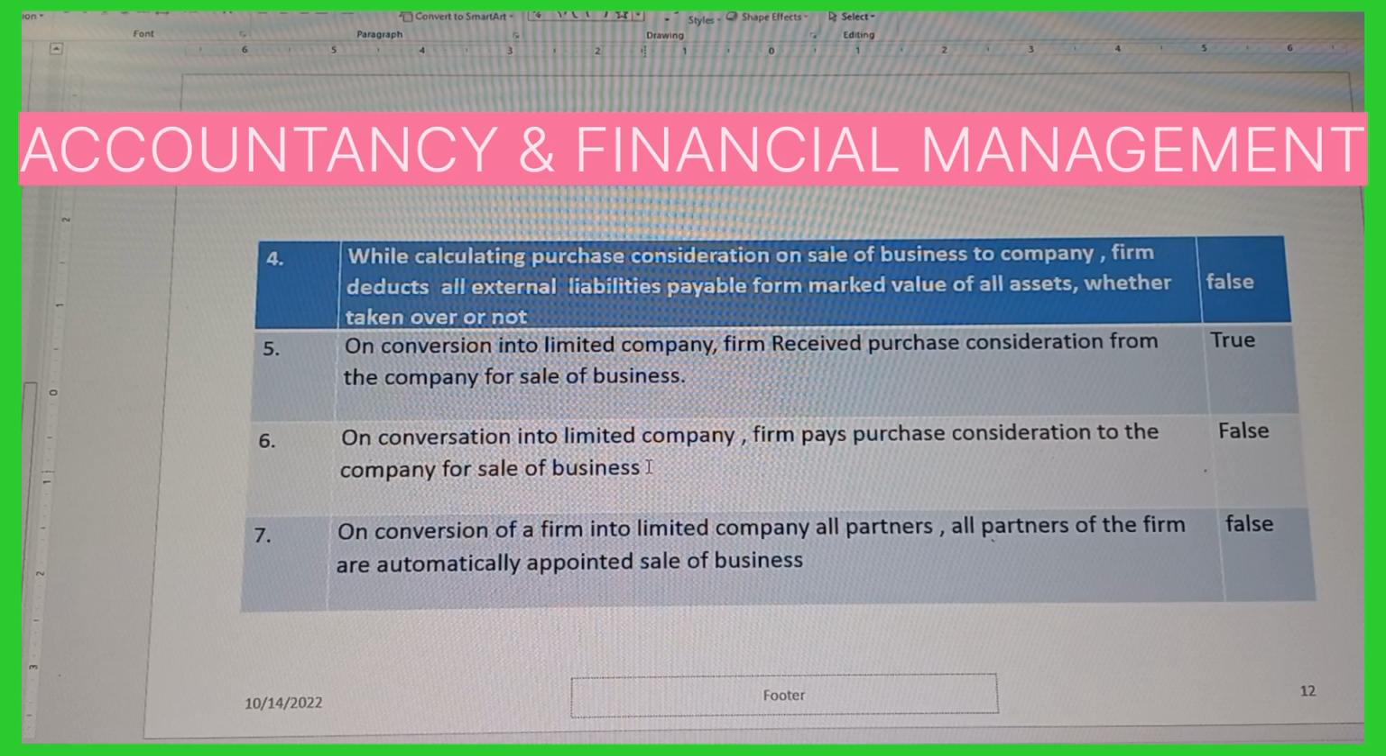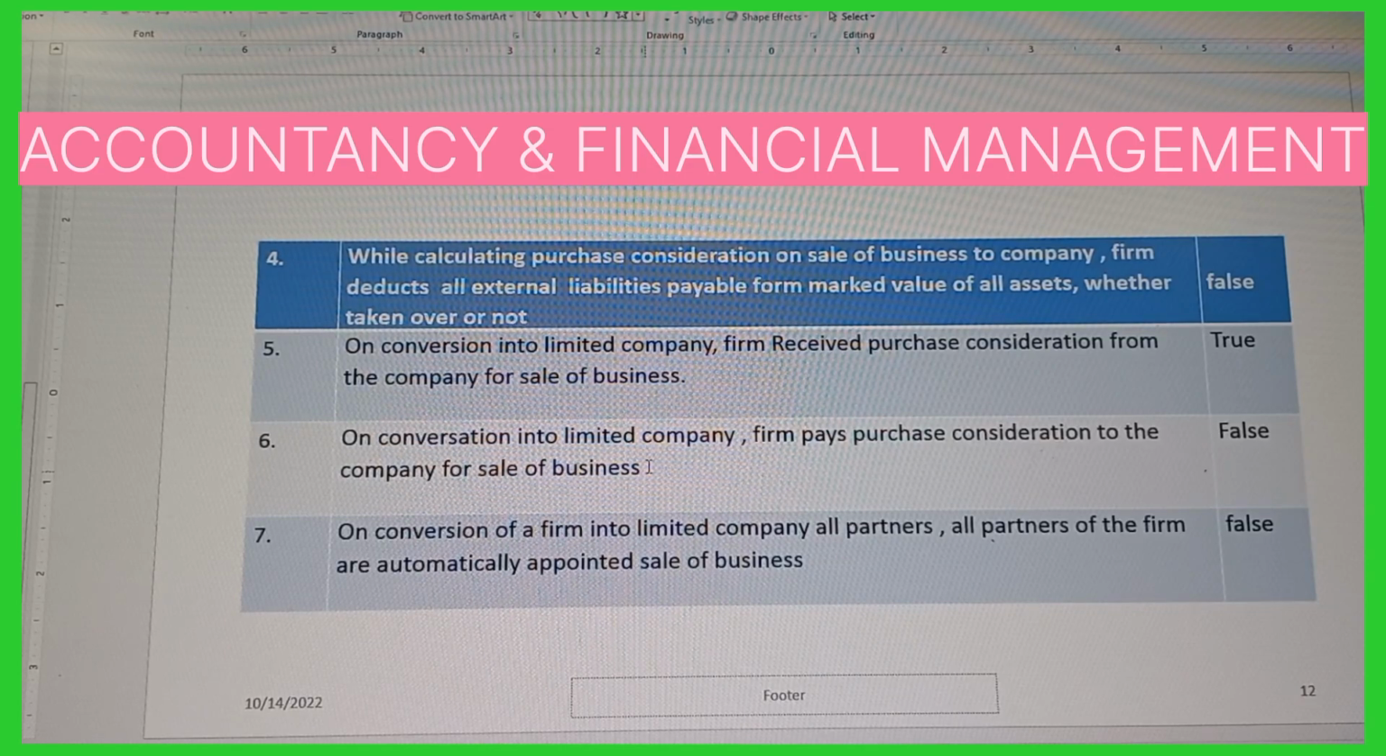After that, conversion into limited company, firm receives purchase consideration from the company for sale of business. Yes, answer is true, because the new company takes over the old company, that is the firm. So firm will get the purchase consideration from the new company.